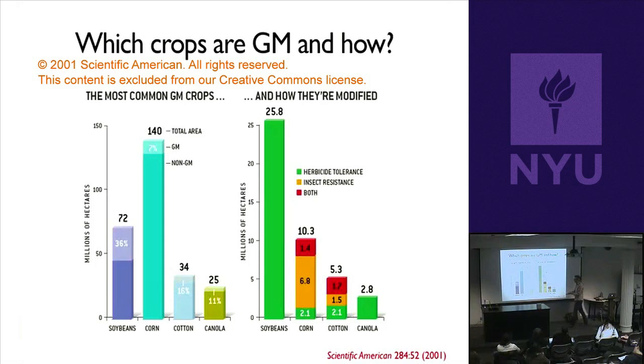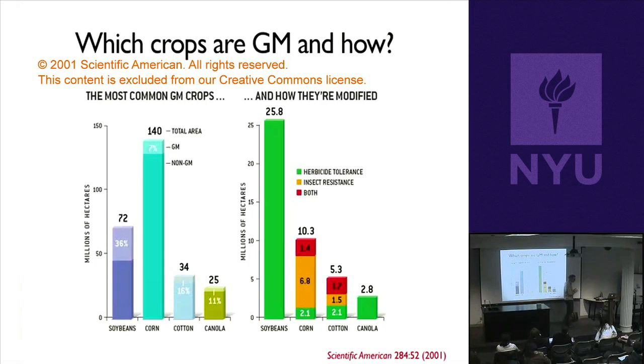So if we take soybeans, for example, we have about a third of the soybean crop being genetically modified and two-thirds not. For corn, much more of it is not genetically modified: 93% not, 7% genetically modified. Likewise, for cotton, it's only about 16% genetically modified, 84% not. Canola, 11% genetically modified, the rest 89% not. So soybeans are the biggest in terms of the percentage of the total crop that's genetically modified.